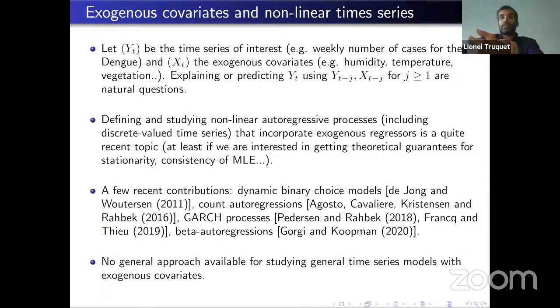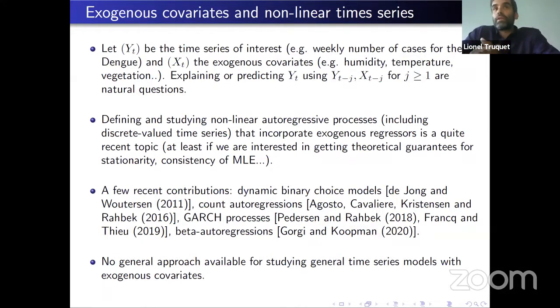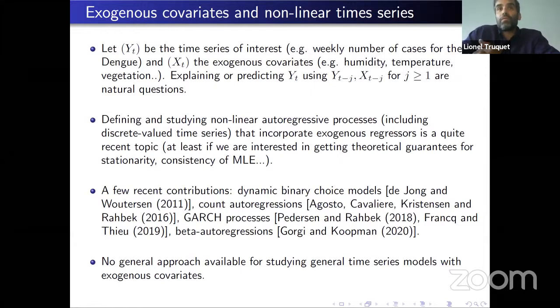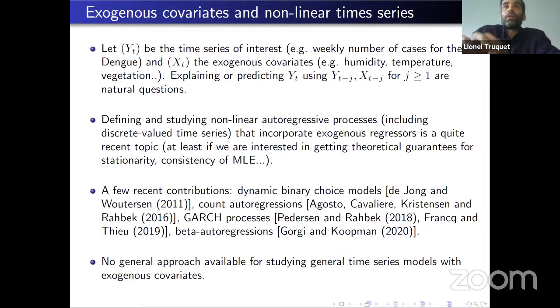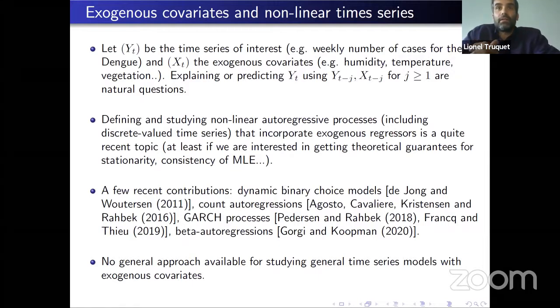So if YT is the time series of interest, we call XT the exogenous covariate. We will make precise the sense of this exogeneity. We want to explain or predict YT using the past values of either the outcome or the exogenous time series. The main problem is that when we try to study theoretically the properties of some classical models in which you can include exogenous regressors, the theoretical study is quite recent.